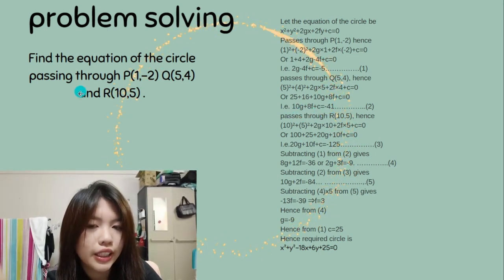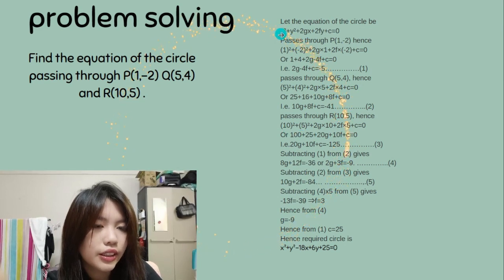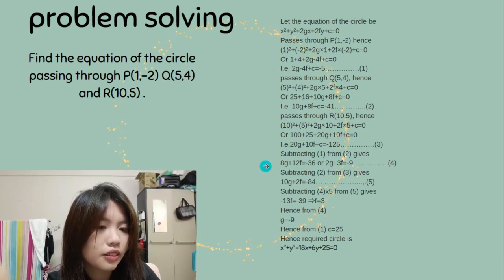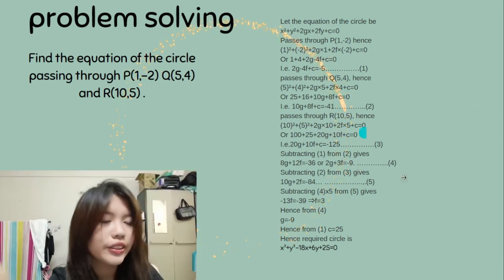The third equation we get is from R(10, 5), where 10 is x and 5 is y. We just substitute into this form: 10 squared plus 5 squared plus 2g times 10 plus 2f times 5 plus c equals 0. So we get 20g plus 10f plus c equals negative 125. Then we subtract equation 1 from equation 2, using the substitution or elimination method. We just use the elimination method.